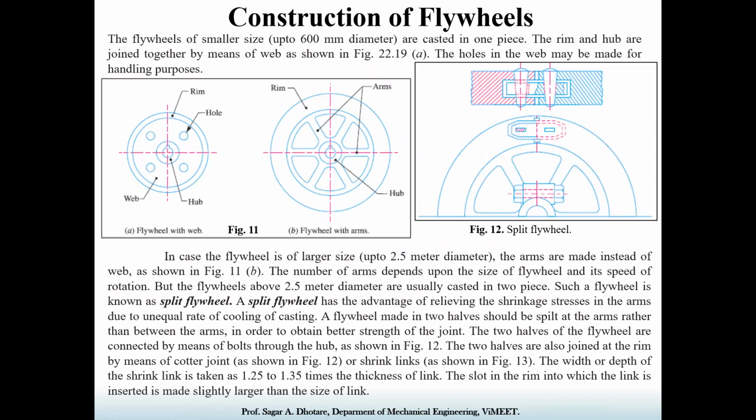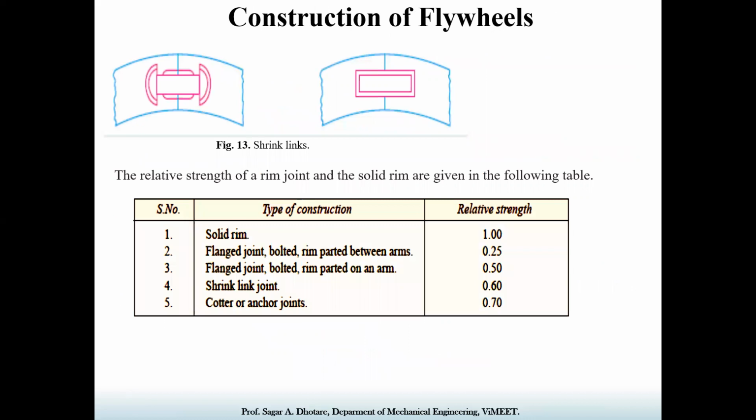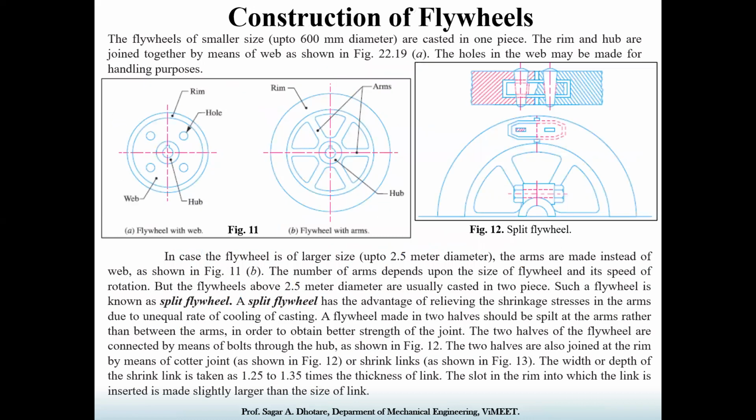Now, there are different types of constructions of the flywheel available in the market. We will discuss the construction, and in the next lecture we will discuss the numerical on the flywheel. So the flywheel, up to 600 diameter, can be manufactured in a single piece, based on the casting operation. The rim and hub are joined together by means of the web, as shown in figure number 11a.